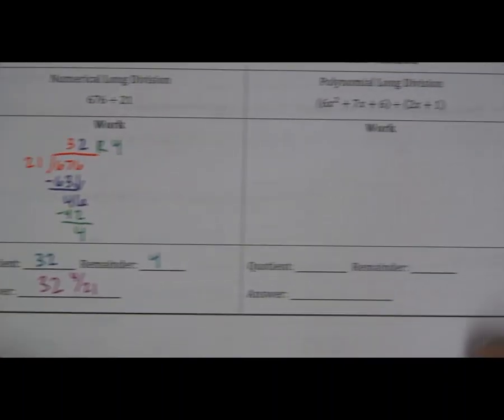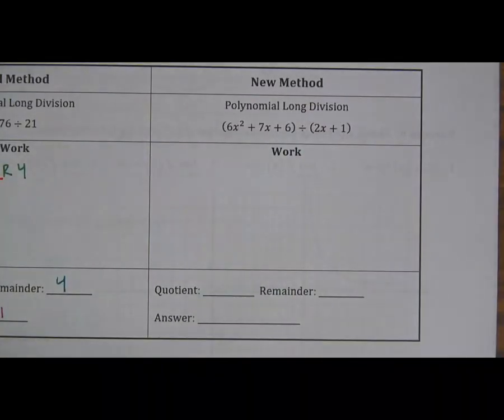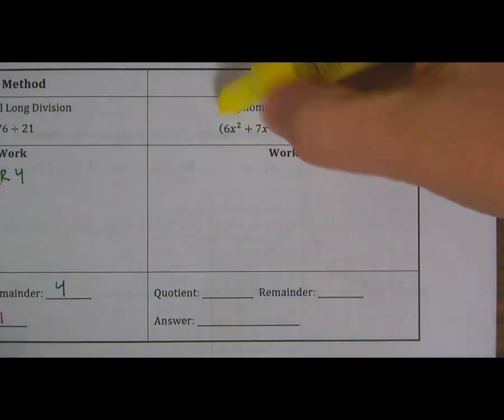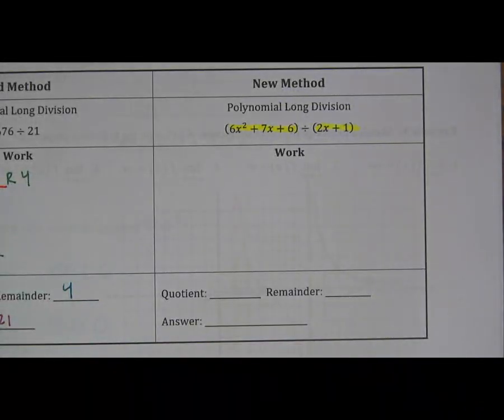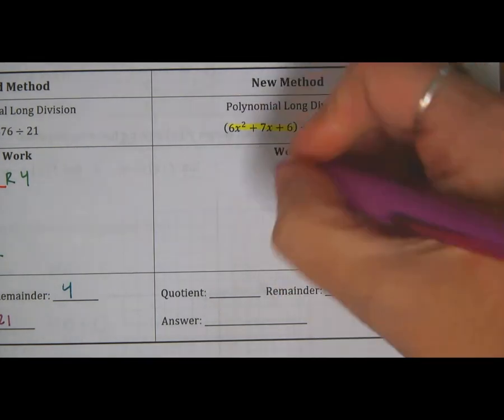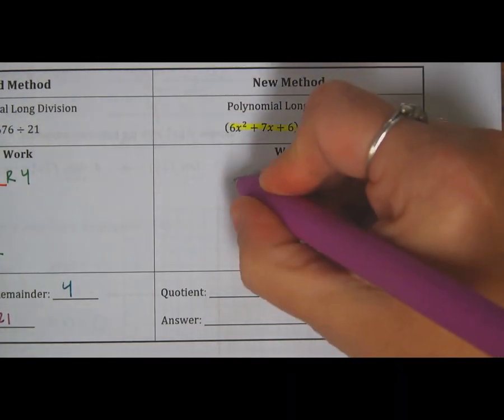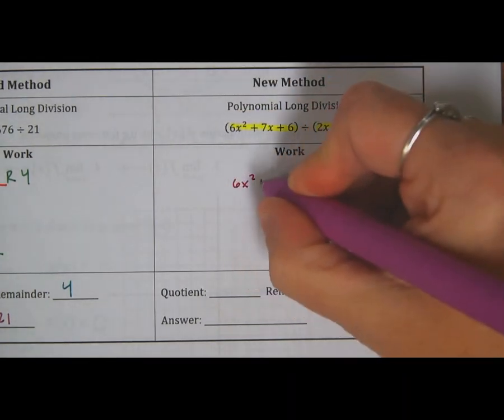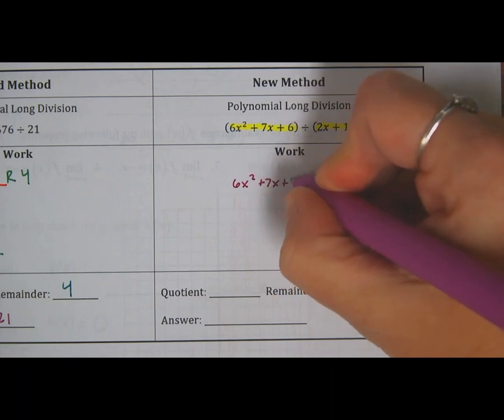So we're now ready to do this. We have this problem that says take this quadratic and divide by this linear expression. So let's get it all set up. You might want to write kind of small. 6x squared plus 7x plus 6.